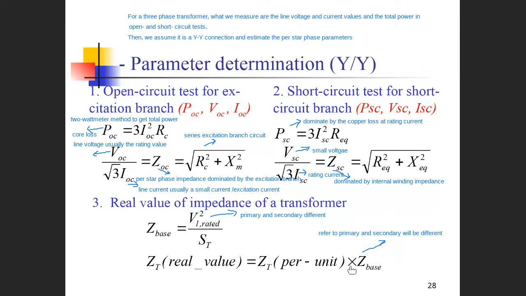But the base values, when you use them in the primary, are referred to primary values. When you use them in the secondary, they are referred to the secondary values. So do not get confused about this one. Make everything clear. In the exercise or in the examination, I will ask you clearly to get the values referred to primary or referred to secondary. Every year we have students confused about this. I ask them to get the values referred to primary and also referred to secondary, and they just give one.